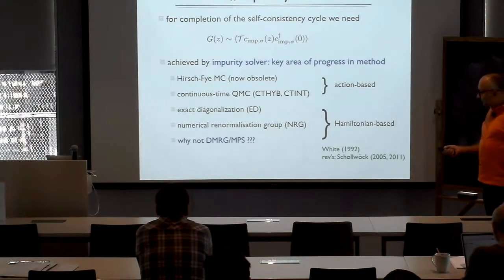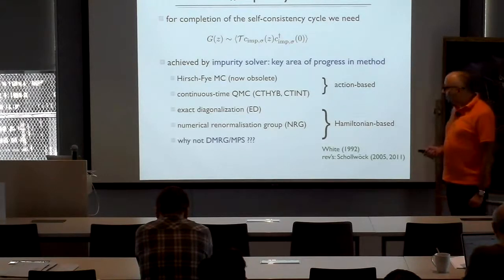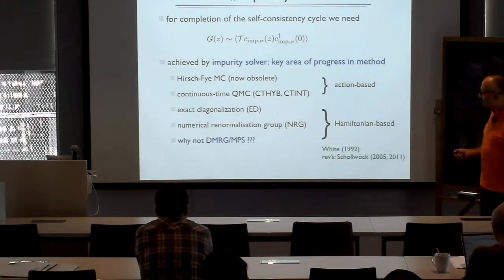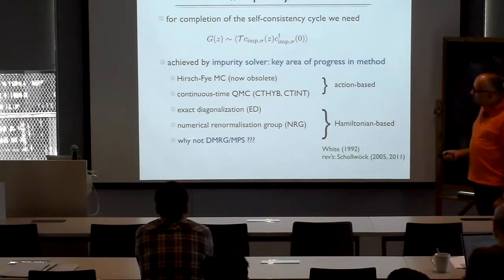Then there have also been methods which are based on formulating the problem via a Hamiltonian, based on exact diagonalization and on the numerical renormalization group. And then, of course, the question comes up: well, we have tried so many methods on that. Why shouldn't we try it with DMRG/matrix product states?